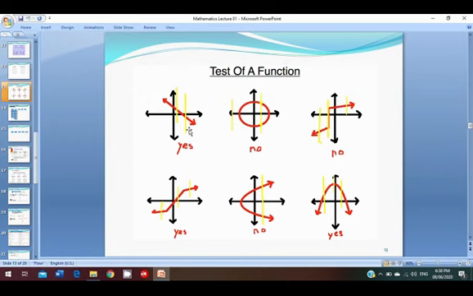But in the second graph, you can see the vertical yellow line intersects the graph at two different points. That's why this graph is not a function. The same is the case with the third graph. The vertical line intersects the red line at two different points. That's why this is also not a function. But in this fourth graph, you can see the line intersects the graph at one point. So that's why it's a function. Again, it's not a function. And the last one also shows it's a function.